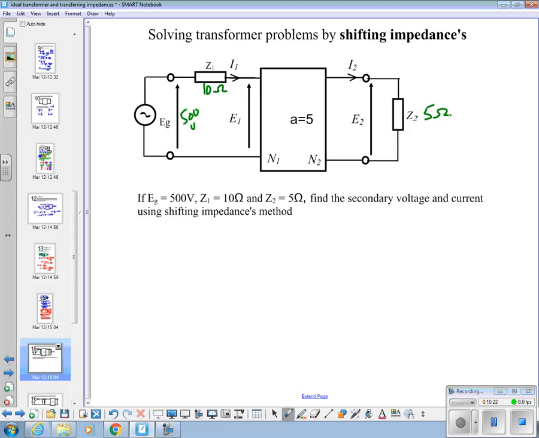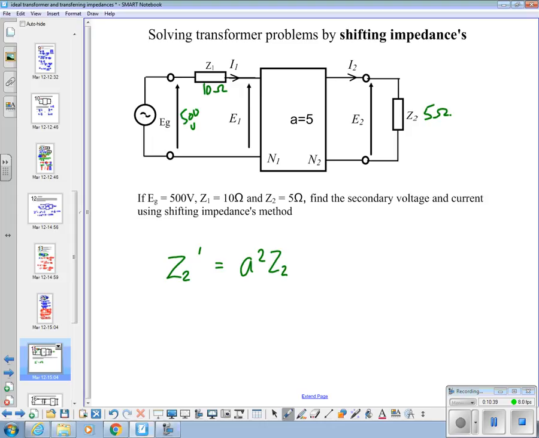Yep. So tell me how I do that then, Luke. We call that Z2 dash, don't we? What's it equal to?